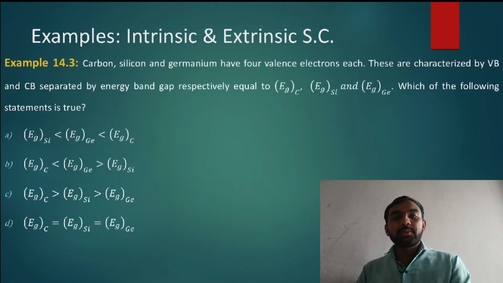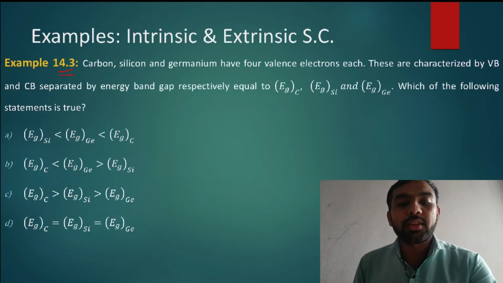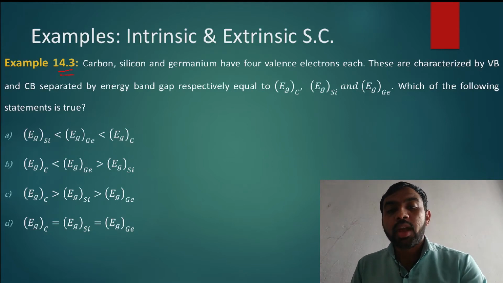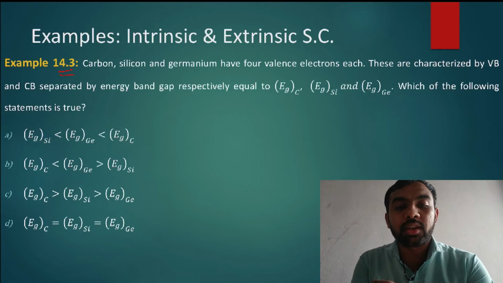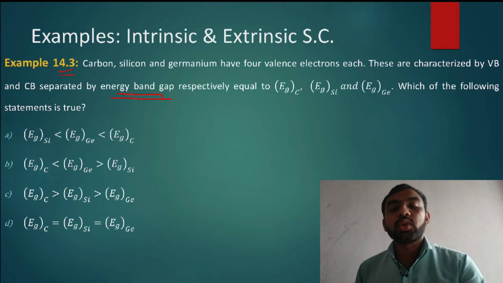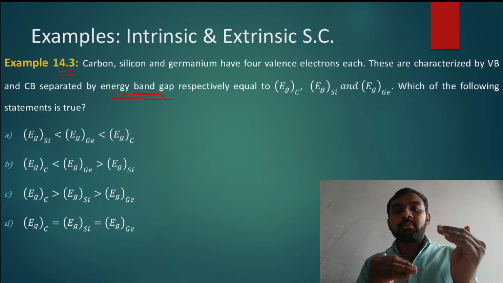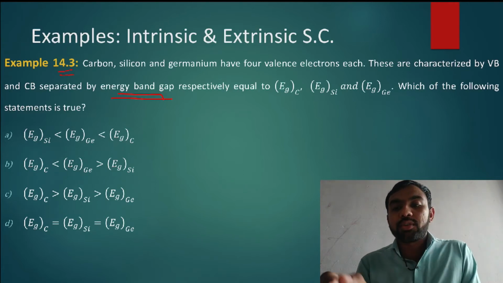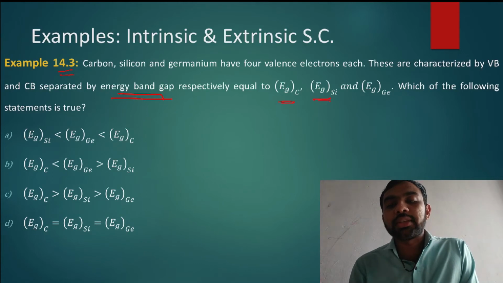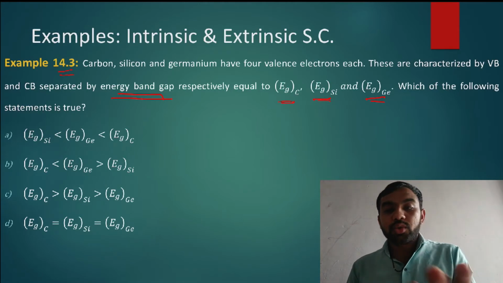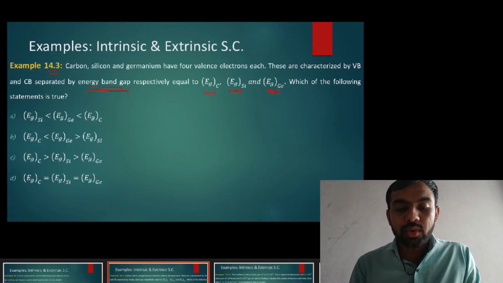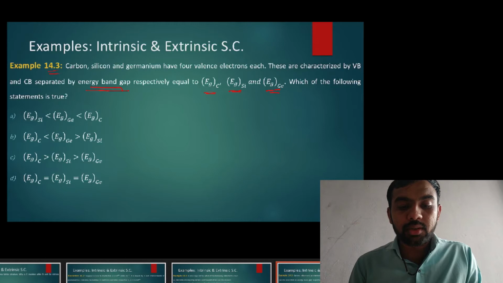Okay, let's come to the next one, example number 14.3. Carbon, silicon and germanium have 4 electrons in the valence band. We all know about this. These are characterized by the valence band and conduction band separated by an energy gap. What is the energy gap between the conduction and valence band? We call it the band gap. For carbon it is EgC, for silicon EgSi, and for germanium EgG. Which of the following statements is true? It's very simple. See this example, all of you must see this example.